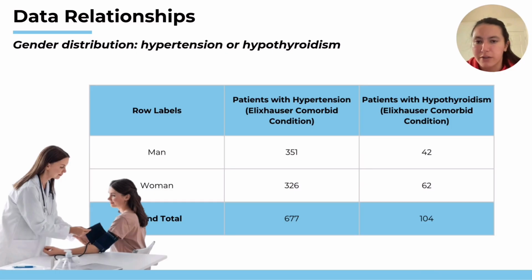Now I'm going to talk about the gender distribution for the two comorbidities of hypertension and hypothyroidism. Overall, hypertension is more prevalent than hypothyroidism in both men and women, but the gender patterns differ between the two conditions. For hypertension, men have 351 cases compared to 326 cases in women. This indicates a relatively balanced distribution with a slight male predominance. For hypothyroidism, women show 62 cases while men have 42 cases. This reflects well-known clinical patterns, as hypothyroidism is more common in women.